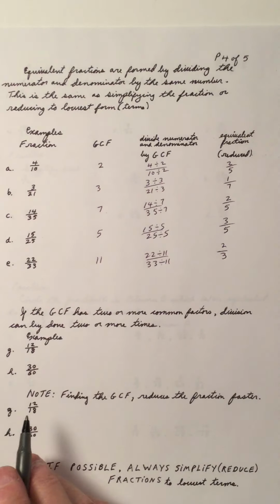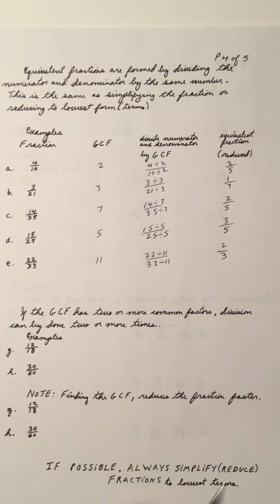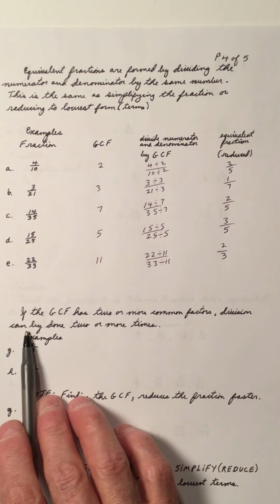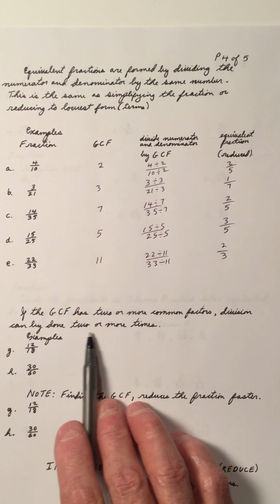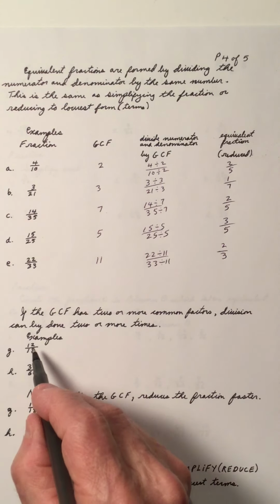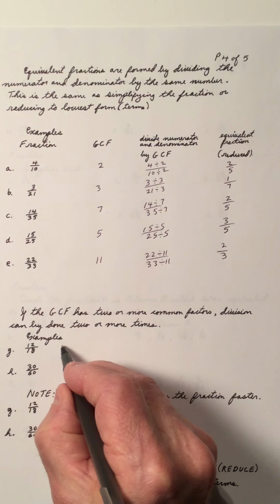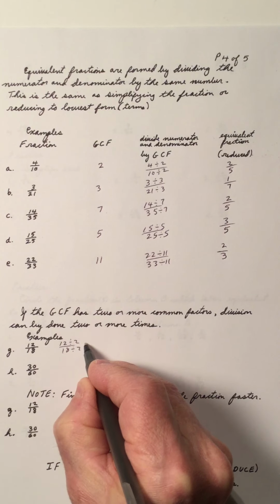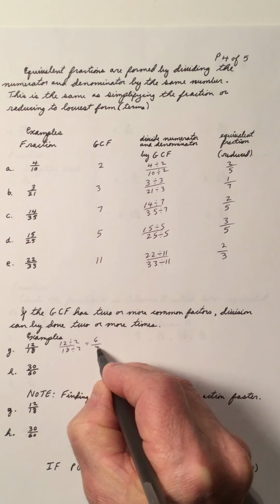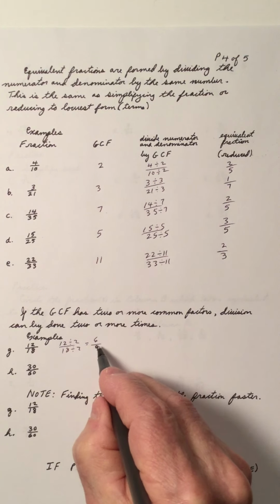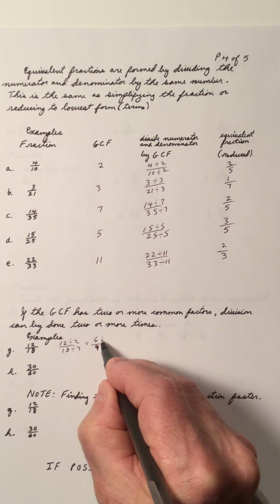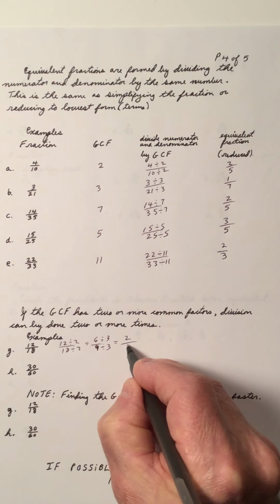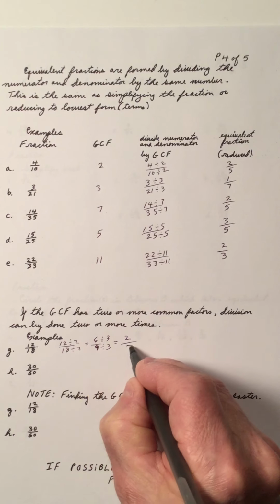So notice you're breaking it down. We're looking for the GCF. GCF is so important. If the GCF has 2 or more factors, division can be done 2 or more times. Let me explain. If I have 12 and 18, I can divide by 2 because they're even. That gives me 6 and 9 when I divide. Now I notice that I have a 3 as a common factor, so I can divide by 3. 6 divided by 3 is 2. 9 divided by 3 is 3.